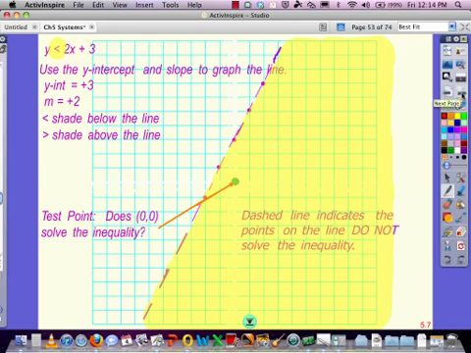If I asked you to take the inequality y is less than 2x plus 3, since that's in slope-intercept form, you can use the y-intercept of 3 and the slope value of 2 as your guide. And remember, the less than or greater than stands for the shading. So really when you're starting, you're thinking graph y equals 2x plus 3.